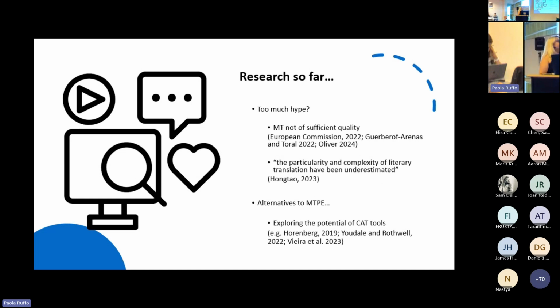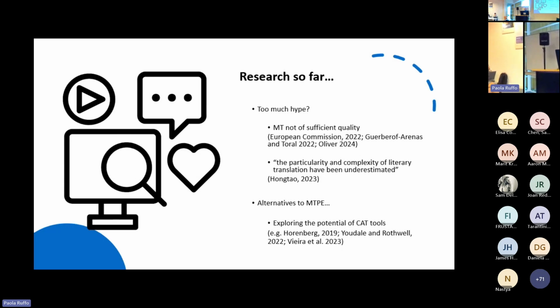But then at the same time, more recently, like this year, a couple of years ago as well, researchers started to wonder, is this too much hype? Is the technology really that good, or are we kind of making it better than it is? And so there are statements that machine translation is not of sufficient quality at the moment to produce standalone translations, and this is from the European Commission, among others. And then Hometown in 2023 reminds us that the particularity and complexity of literary translation have been underestimated. So maybe we are not looking at all the different characteristics of literary translation, or what makes a translation literary.